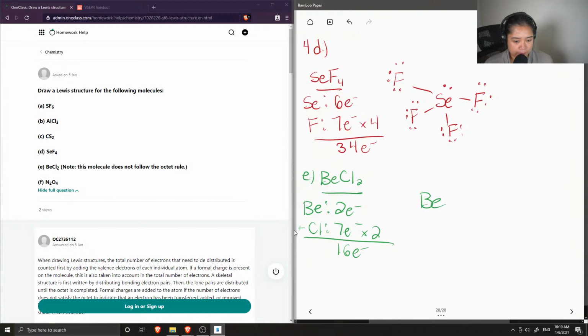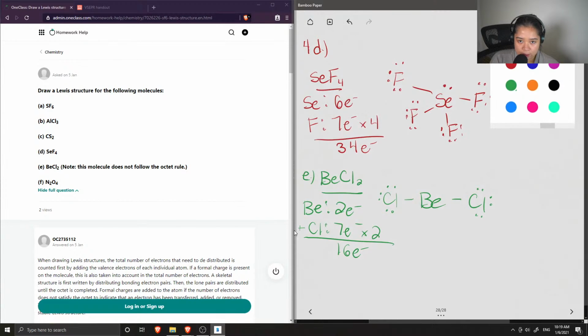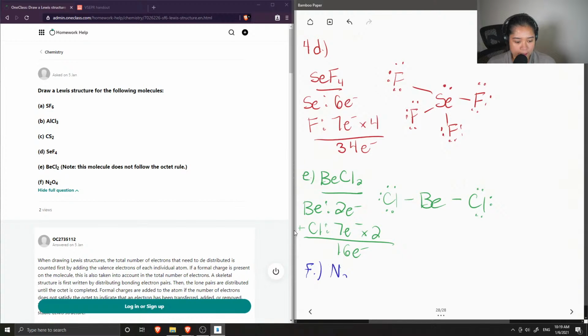Let's draw beryllium as our central atom, and the 2 chlorines on either side. And we'll just show all the lone pairs on chlorine. And if we added up all the electrons so far, we now have 16. So beryllium, again, is an exception to the octet rule, so this would be our correct Lewis structure for beryllium dichloride. And now let's do the last molecule.